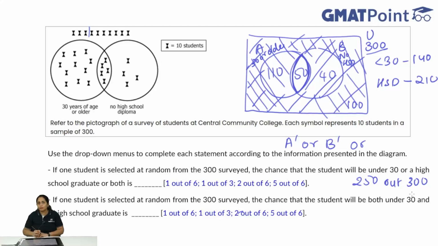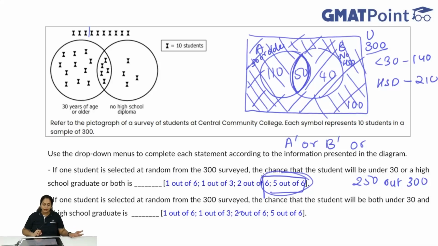So what would be the probability? 250 by 300 is 5 out of 6. So 5 out of 6 students will satisfy this given condition. So the correct option to choose is 5 out of 6. Now consider the second statement. If one student is selected at random from the 300 surveyed, the chance that the student will be both under 30 and high school graduate is what?